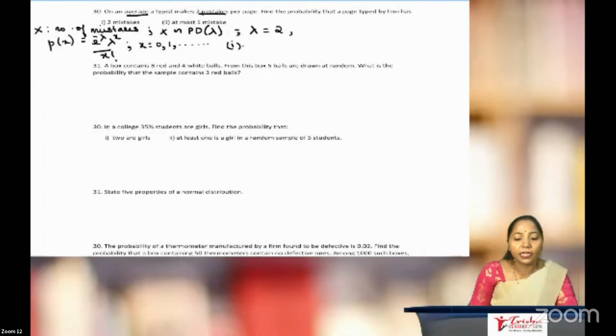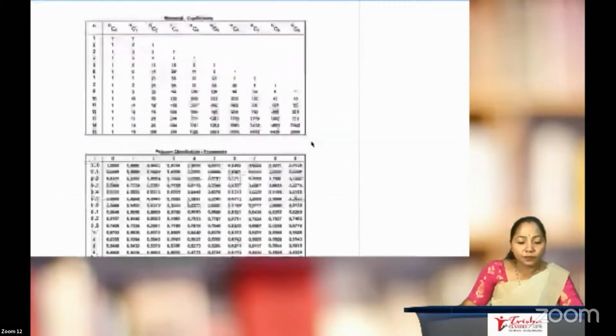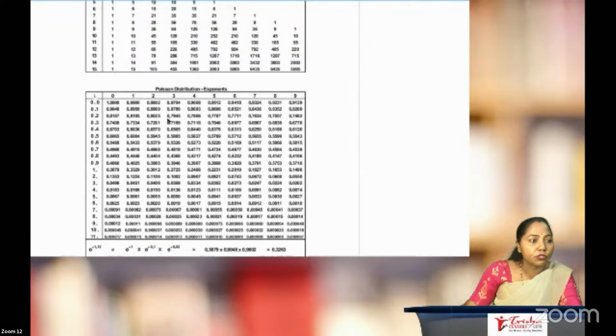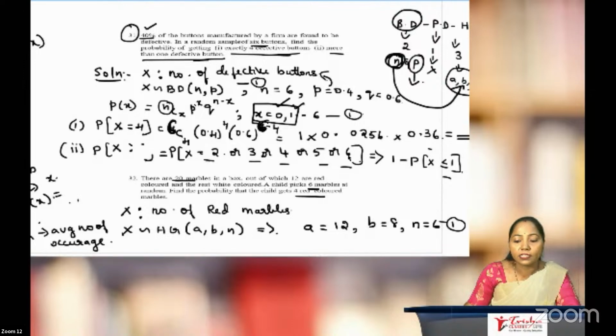So the first probability that they are asking us to find is 2 mistakes. X will be 2. So in this case, it is e power minus 2, 2 to the power 2 divided by 2 factorial. So e power minus 2 can be read from the Poisson table, or using the scientific calculator. Is the table visible? Our x is 2. So 2 under 0 it is 0.1353. So let us substitute.